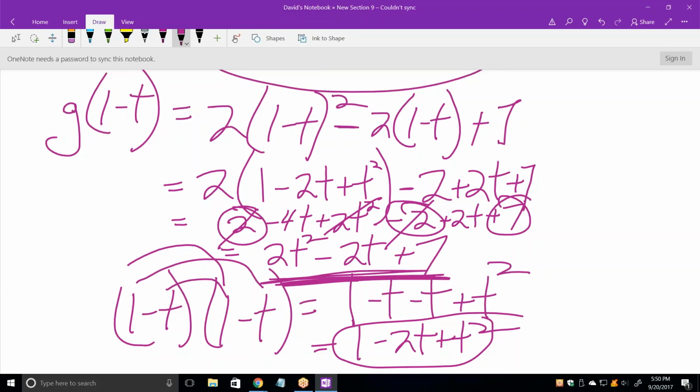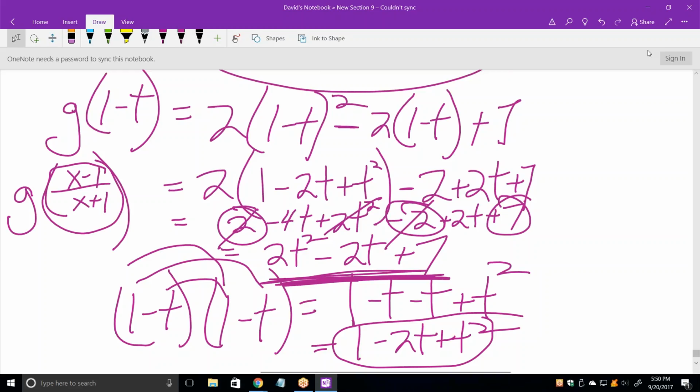So what we've learned is that no matter what's inside the parentheses, even if it's a super complicated expression, just substitute it for the variable and then simplify. That's always what you want to do. In other words, if I told you what is x minus 1 over x plus 1, then I'm substituting that for t, or for x, excuse me, everywhere. It's as straightforward as that.